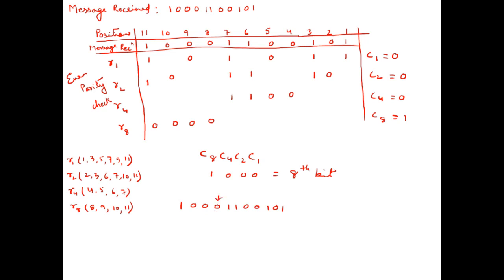So how to rectify the error? Just complement that one. So if I complement this, I am getting 1 0 0 1 1 1 0 0 1 0 1. So this is the correct message. So this is how we are identifying and rectifying the error using Hamming code.